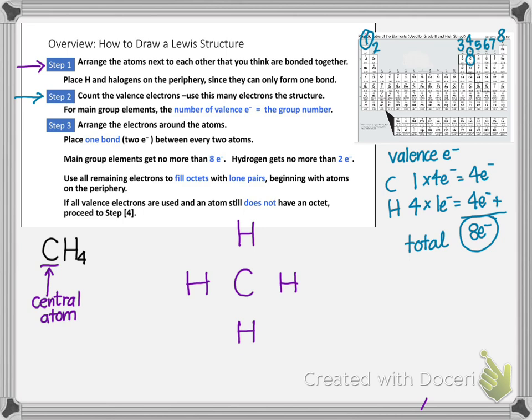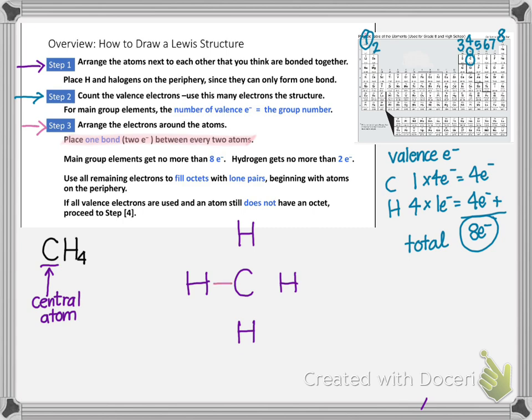And now the big step is, where am I going to put these electrons? So that's step 3. So we have to take those 8 electrons, and it's like a puzzle. Sometimes it's harder than others, but we're going to put them around our atoms. So the first thing I always do is I place a single bond between the atoms, connecting them to the center.